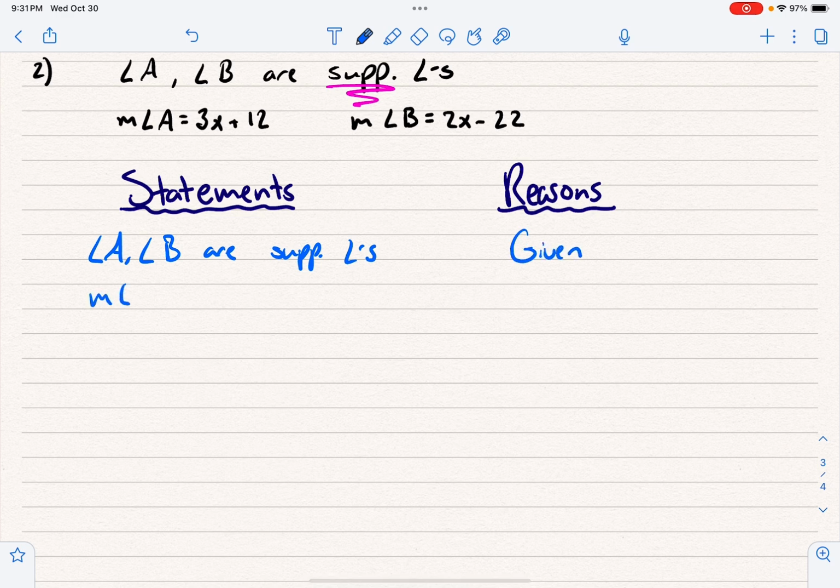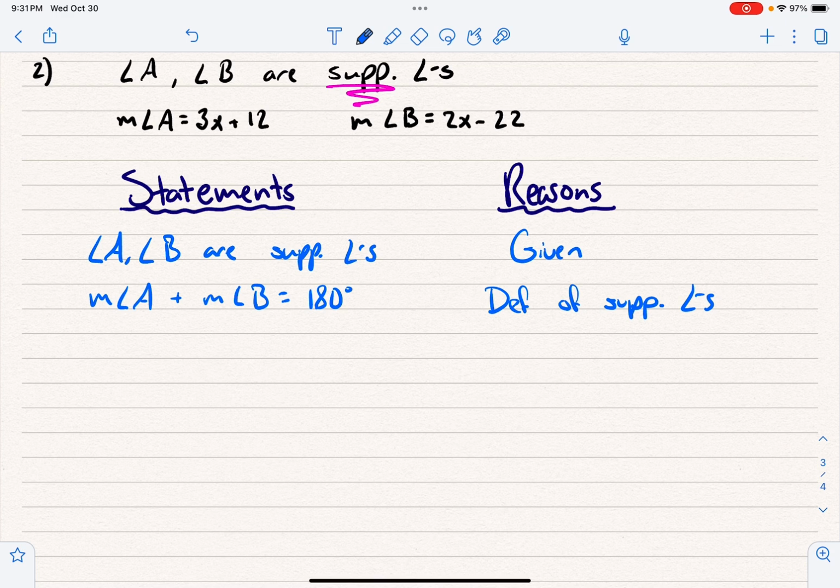And we go, well, what does it mean to be supplementary angles? Well, it means that the measure of angle A plus the measure of angle B equal 180 degrees. And that is the definition of supplementary angles. You might have even heard me say just now, what does it mean to be supplementary angles? Well, what does it mean? It means that the two measures add up to be 180.